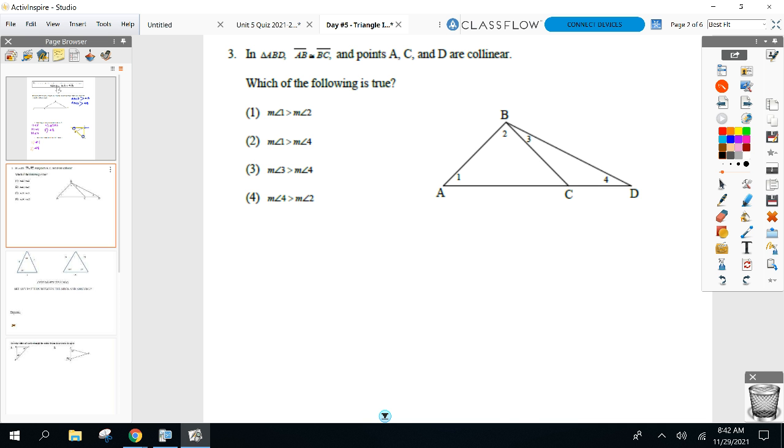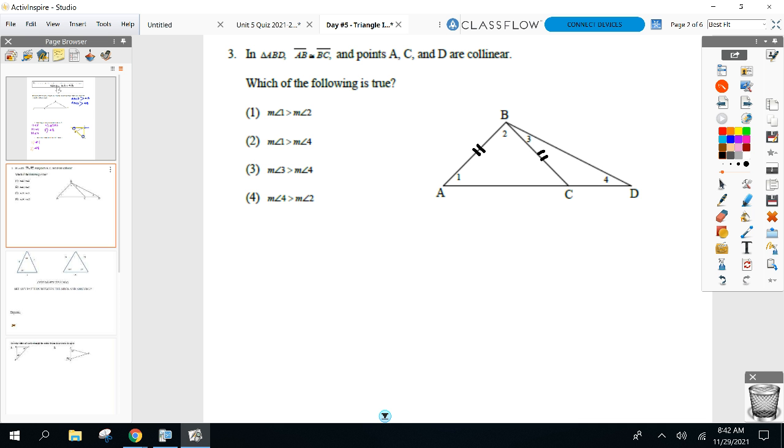In triangle ABD, AB and BC, AB is congruent to BC. All right, so I'll put my markings there. That should also tell me something too right away, but we'll get to that. So which one of the following is true? 1 bigger than 2, 1 bigger than 4, 3 bigger than 4, 4 bigger than 2.